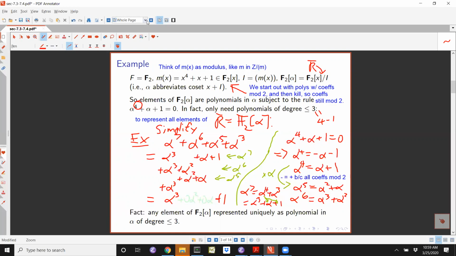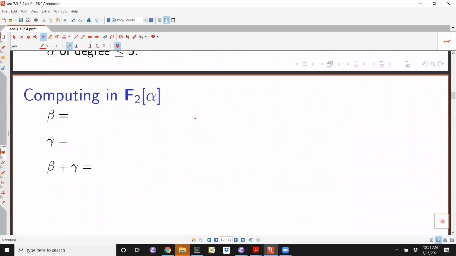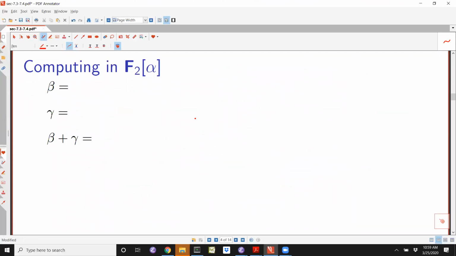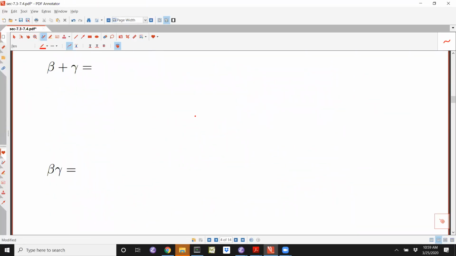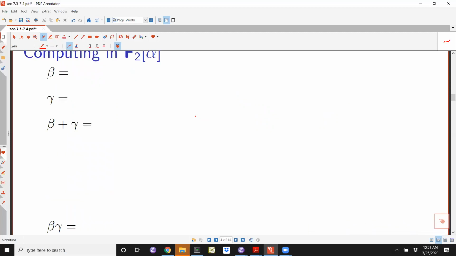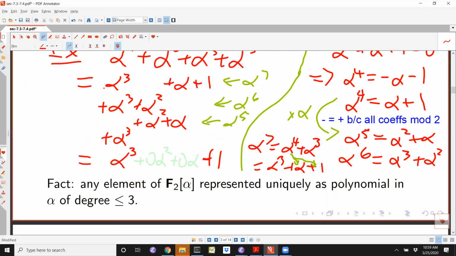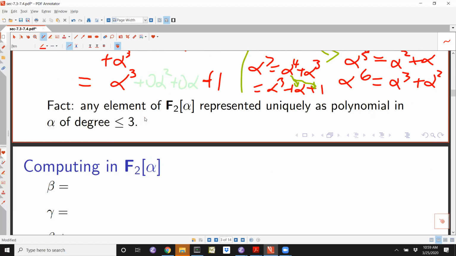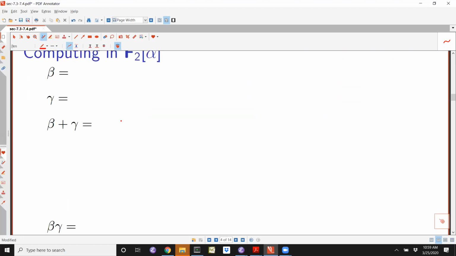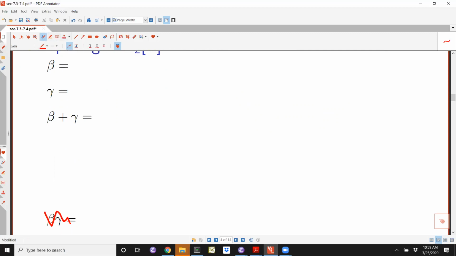Okay, so let me go back to the big view, and let me talk about computing in this ring. I think we actually saw what addition looks like, so I'm going to skip that. I just want to do a multiplication example, I think that will suffice. So let me scribble this out, and let's just make this beta times gamma.